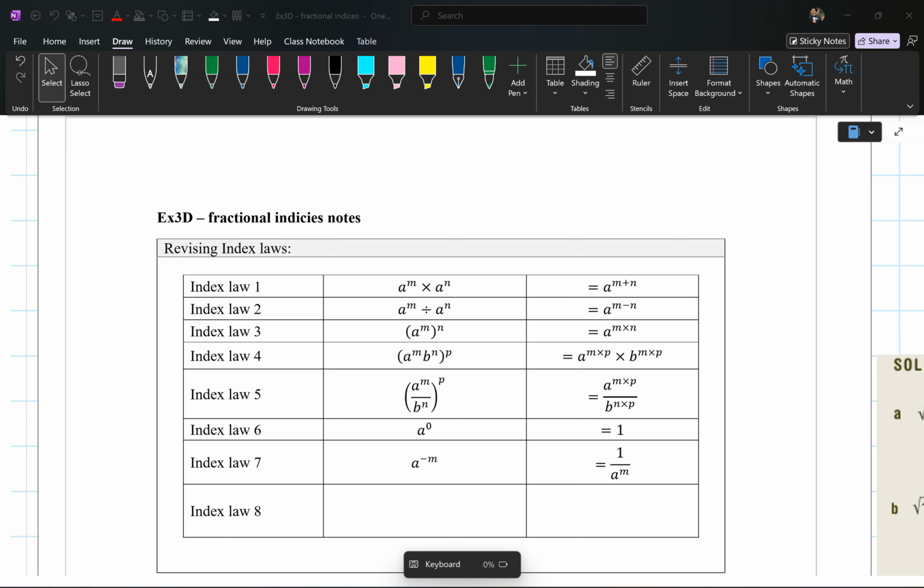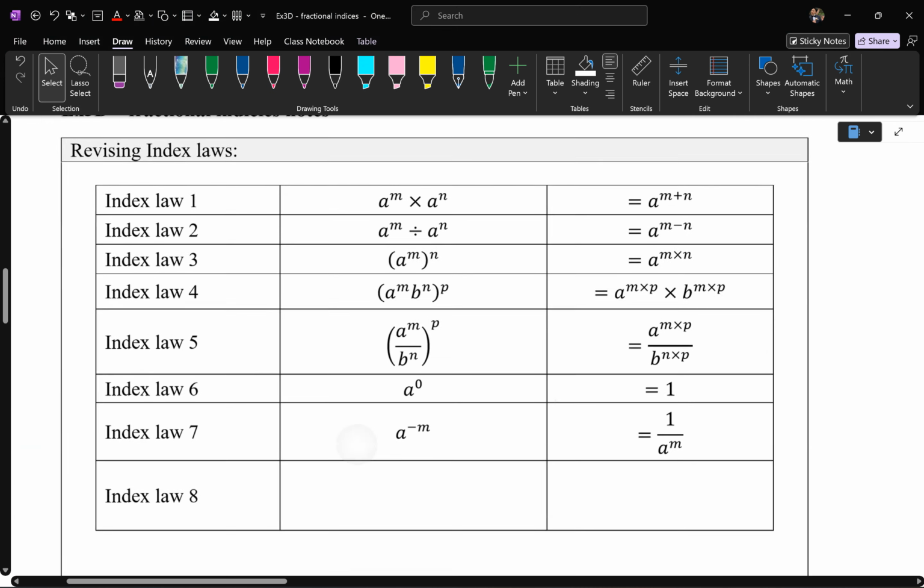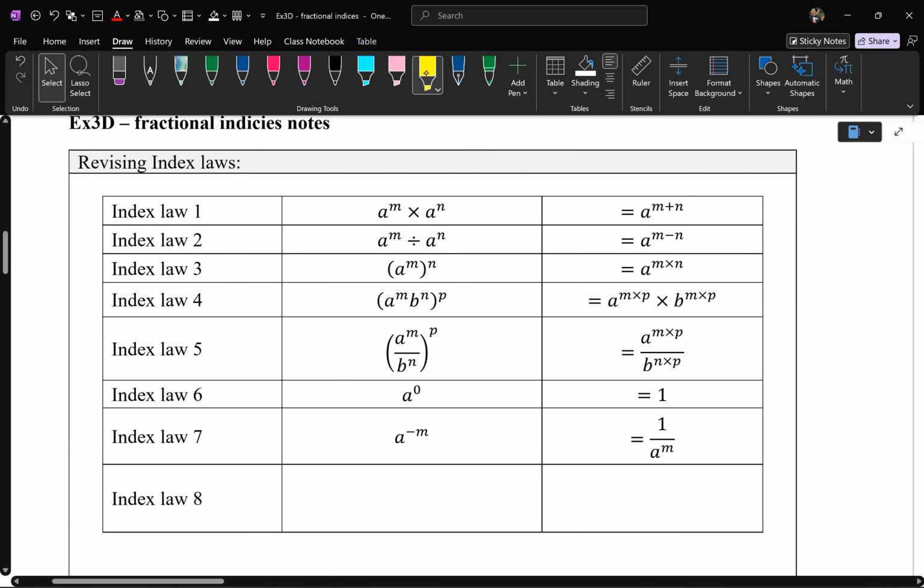So far in chapter 3, you've been learning about, or revising really, index laws. There are 8 of them. The first 3 is the most common one to do, or at least the one I always use. I avoid doing number 7 where I can.